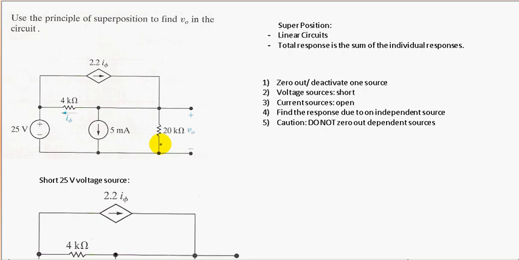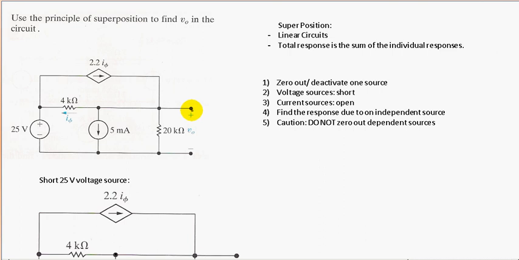The whole idea behind superposition is that the total response is the sum of the individual responses. In this case, VO is our total response. The individual response is the voltage across this 20 kilo ohm resistor due to this 5 milliamp current source plus the response to this 25 volt voltage source. And we add those up, and that would be our total response, VO.